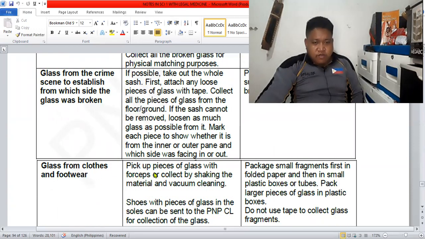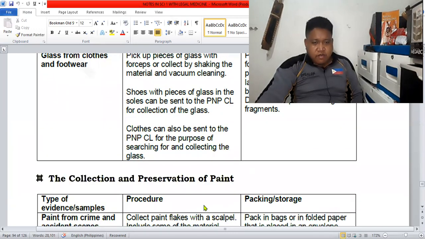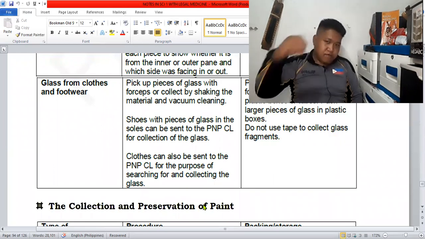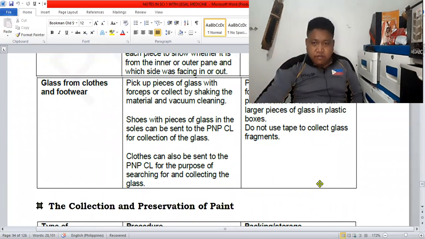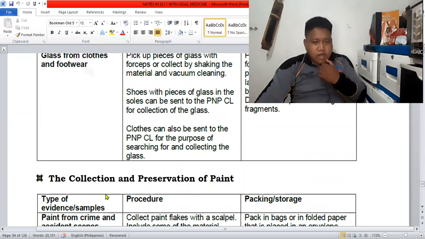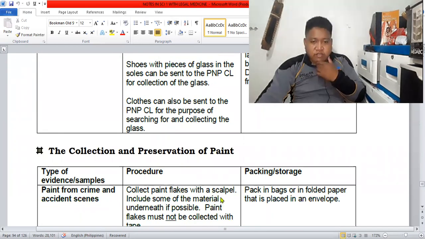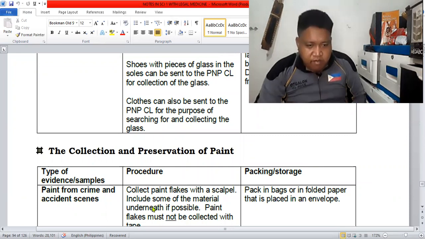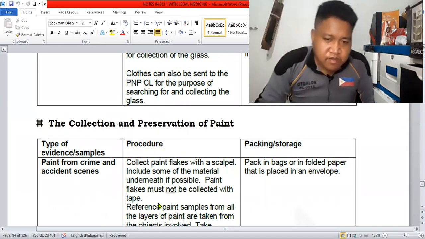Glass from clothes and footwear. Yan ang gagawin. Okay. Then collection and preservation of paint. Collect paint flakes with a scalpel. Include some of the material underneath if possible.